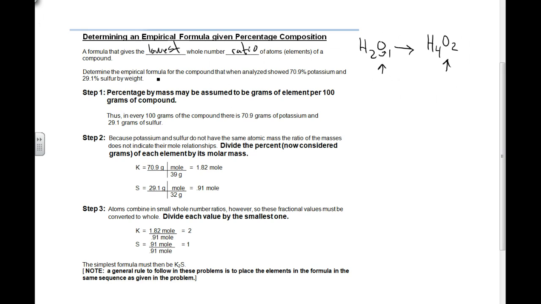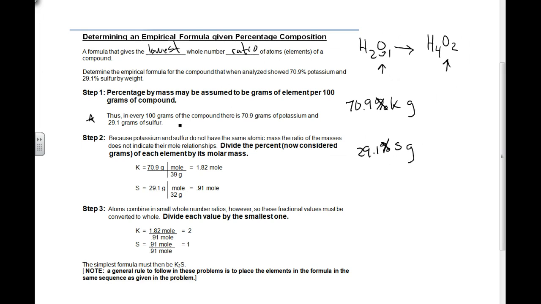So determine the empirical formula for a compound when analyzed shows 70.9% potassium and 29.1% sulfur. Okay, so first thing, make sure this clicks here. It says thus in every 100 grams. So all I'm going to do is say, hey, I have these percentages, so let's take 100 grams of my compound. Then obviously 70.9% would be 70.9 grams, and 29.1% would be 29.1 grams of each. So the first thing to do is convert them all to grams just by changing this to grams.